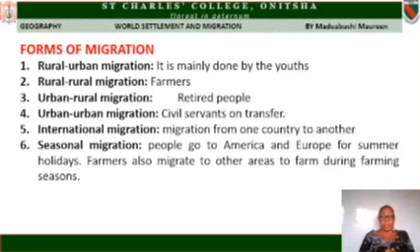Five, international migration. Migrating from one country to another. Somebody can migrate from Nigeria to Ghana and settle there. Six, seasonal migration. People migrate to America and Europe for summer holidays. Even farmers migrate to other areas to farm during farming seasons.